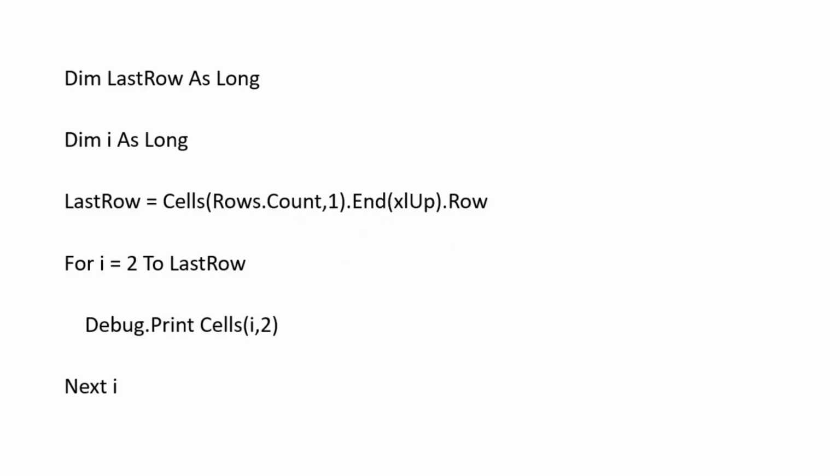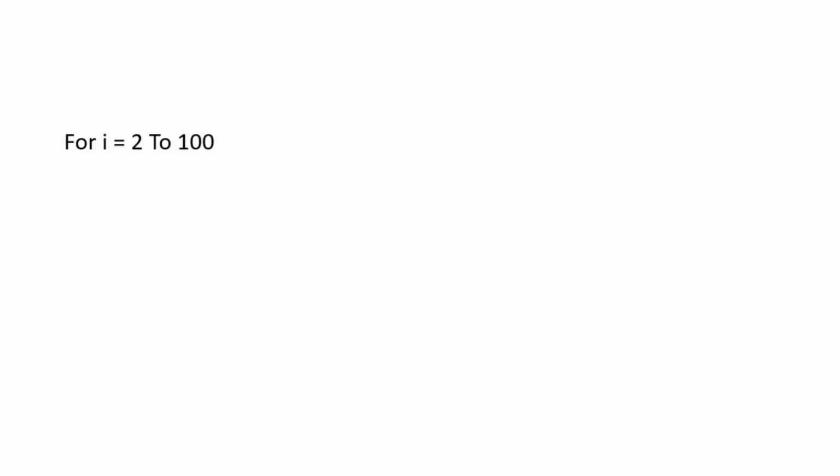Now that we know what the last row is, we can loop through our data by writing our code this way. Dim lastRow as Long, Dim i as Long. lastRow = Cells(Rows.Count, 1).End(xlUp).Row. For i = 2 To lastRow, Next i. Now our code will not stop at row 100, but it will automatically process every student, whether there are 20 students, 200 students, or 20,000 student records.